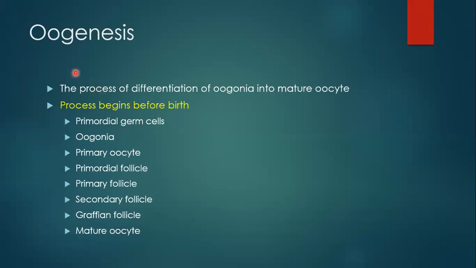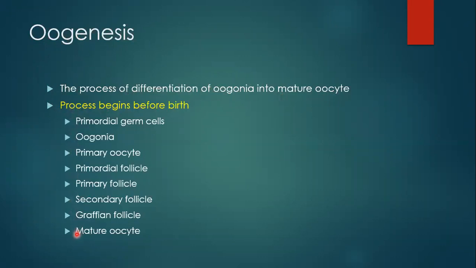First of all, we will be discussing the process of oogenesis, that is the process of differentiation of the oogonia into mature oocytes. You will know shortly what is meant by the term oogonia. This process basically begins before the birth of the female baby.